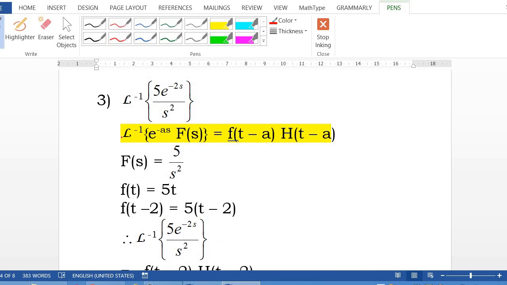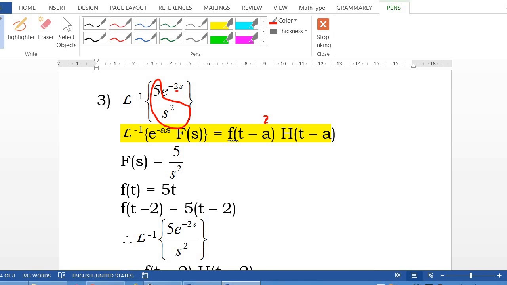The third one is the inverse Laplace of 5 over s squared, the third term, 5 over s squared e to the negative 2s. Similarly, you compare this one with the second shift property. So F(s) is 5 over s squared, f(t) is 5t. And then here, you compare e to the negative 2s with e to the negative as, hence a is 2.